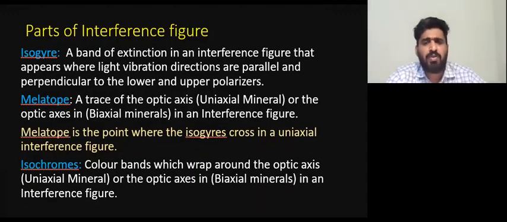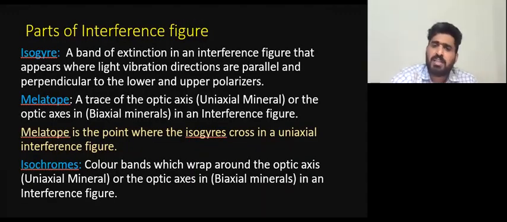What are the parts of an interference figure? These are the parts: isogyre, the black bands which look like a cross in the centered optic axis figure, a band of extinction in an interference figure that appears where light vibration directions are parallel and perpendicular to the lower and upper polarizer. So that area will look dark, and if it's a centered optic axis figure, it looks like a cross.